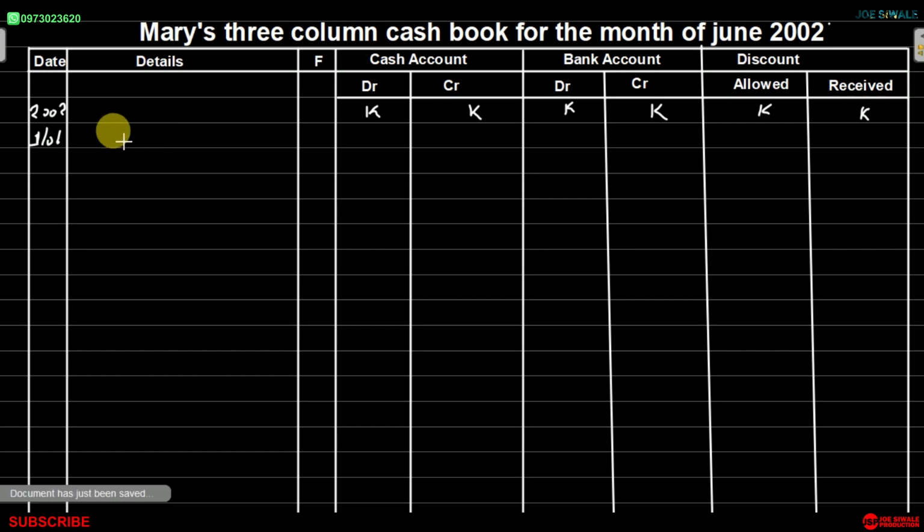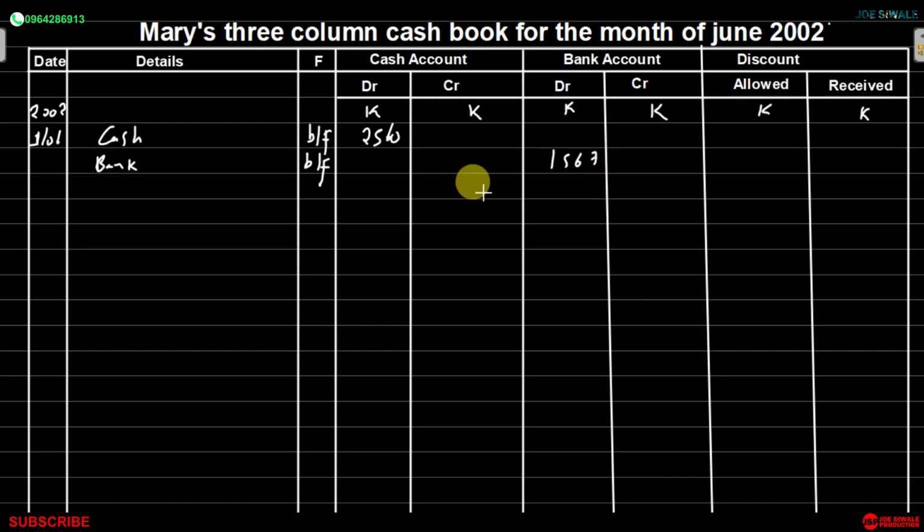So we're going to say cash. Then in the folio column, we're going to say balance brought forward. We're going to record it on the debit side, 2,560. Then bank is also showing a debit balance. So this is balance brought forward, and we're going to record it on the debit side of the bank account, and the amount is 1,567.